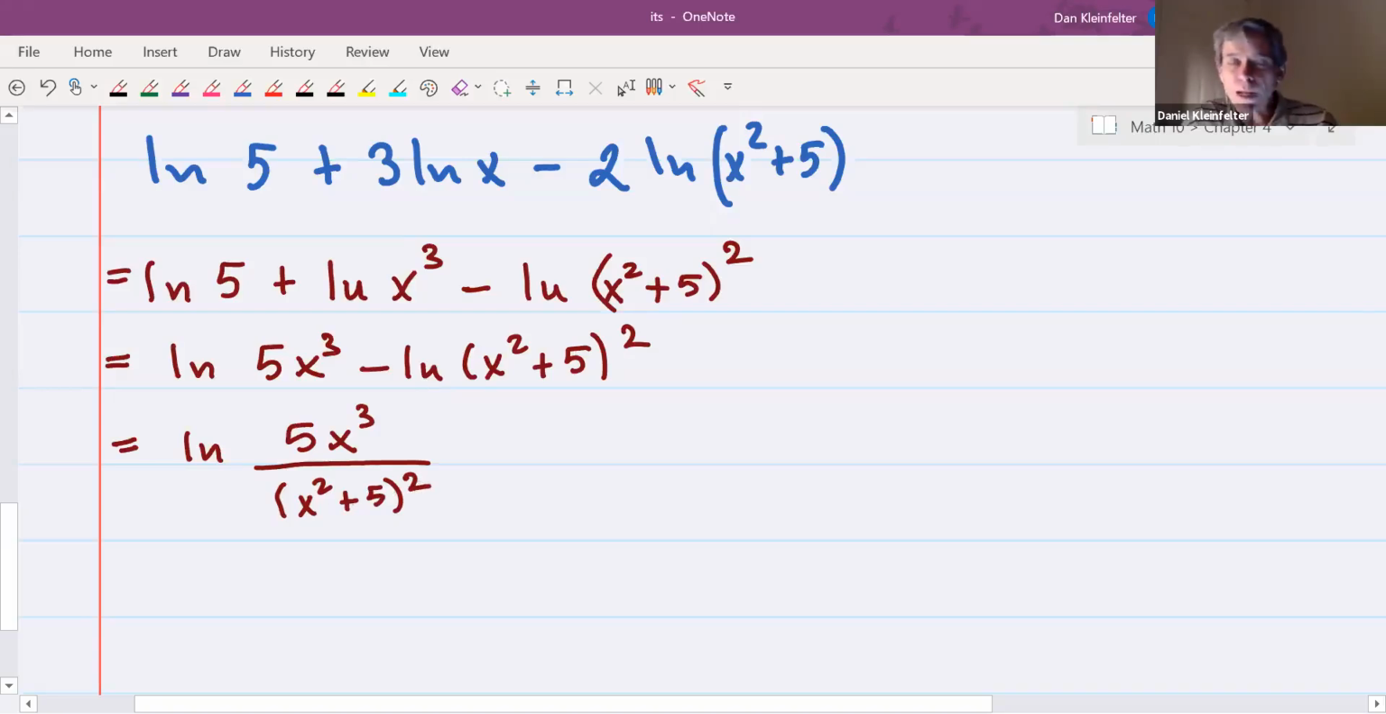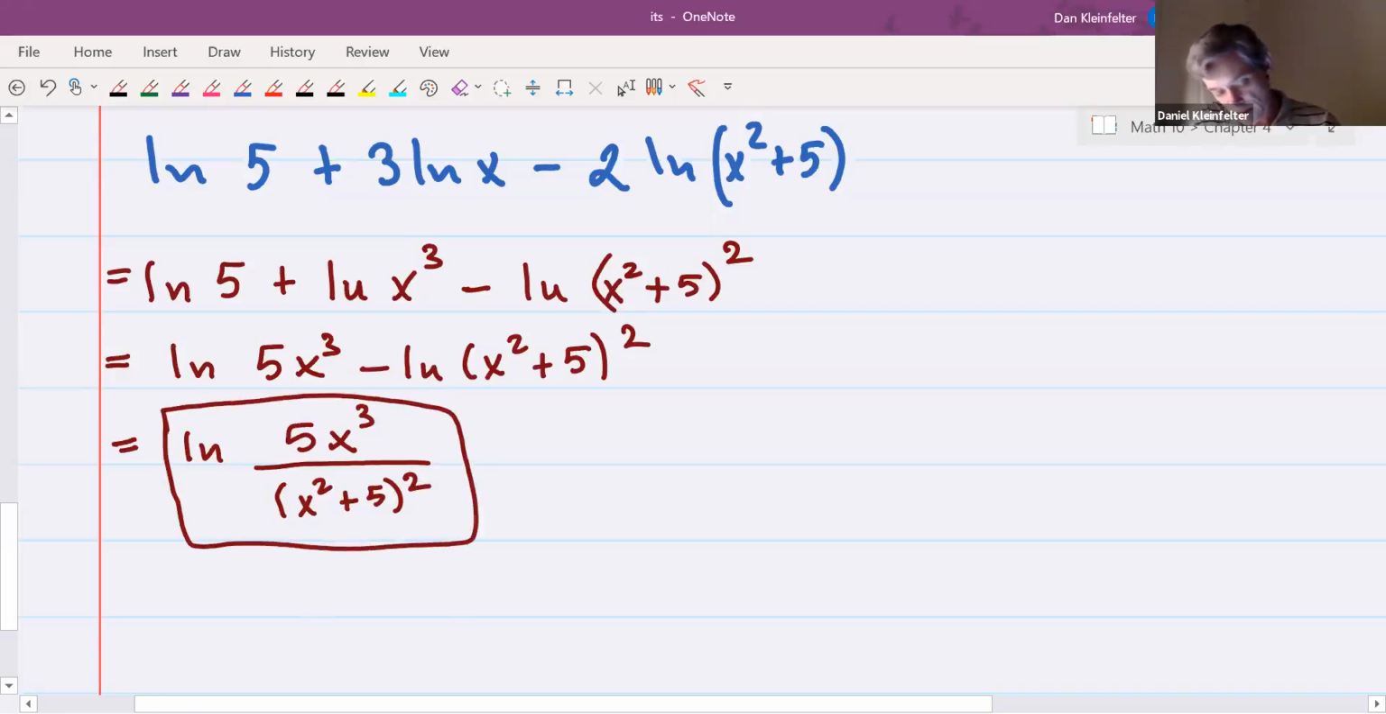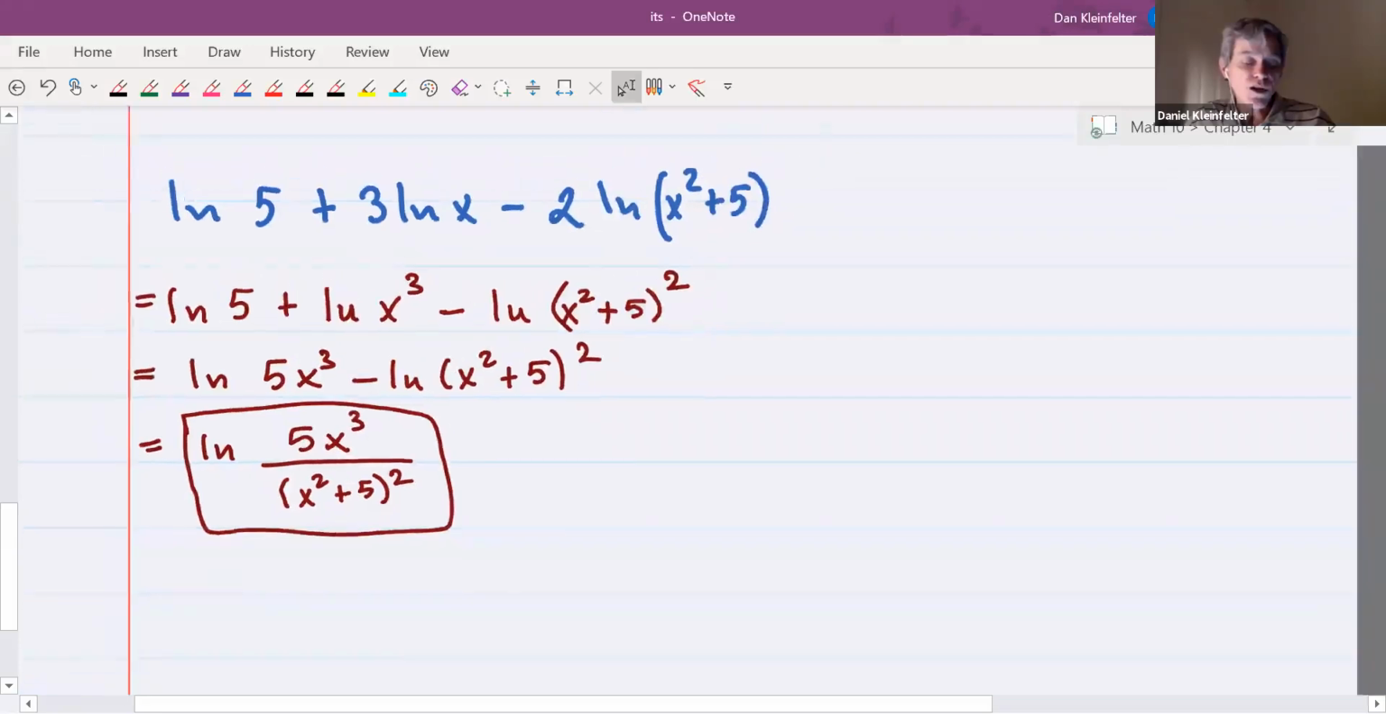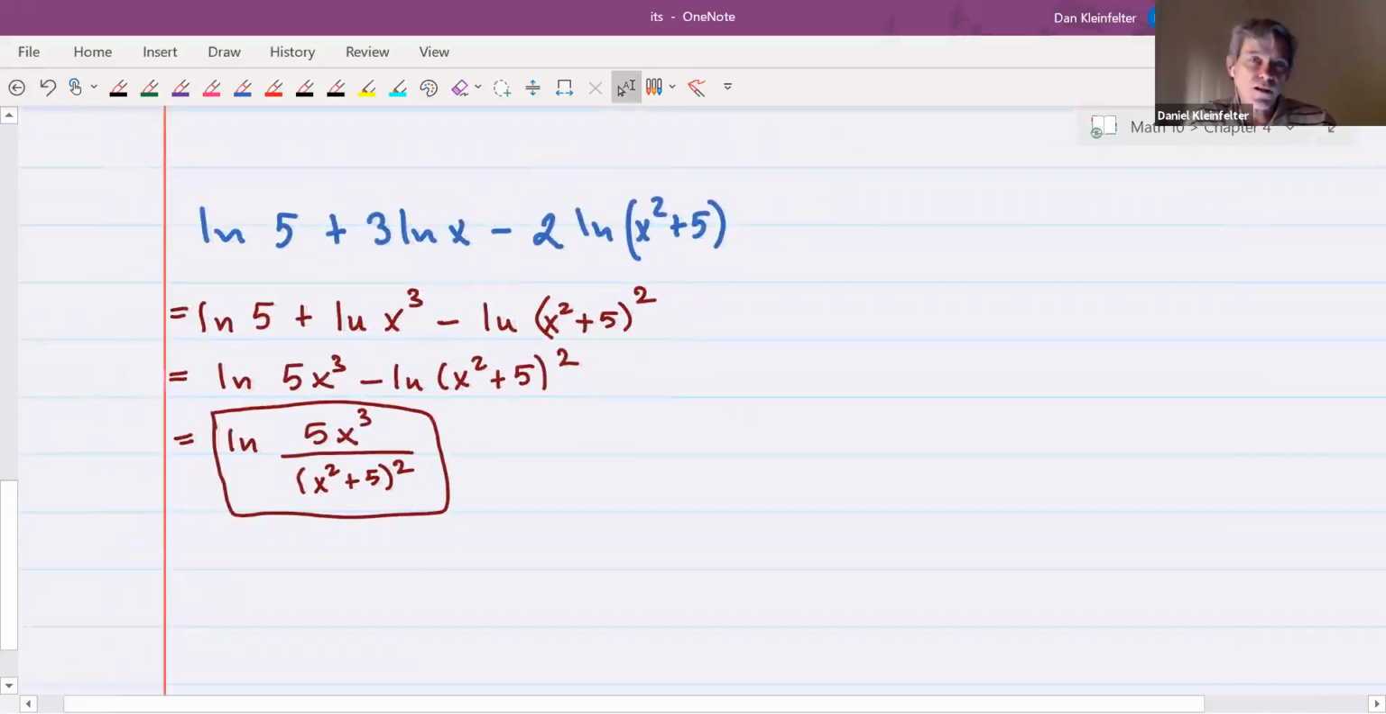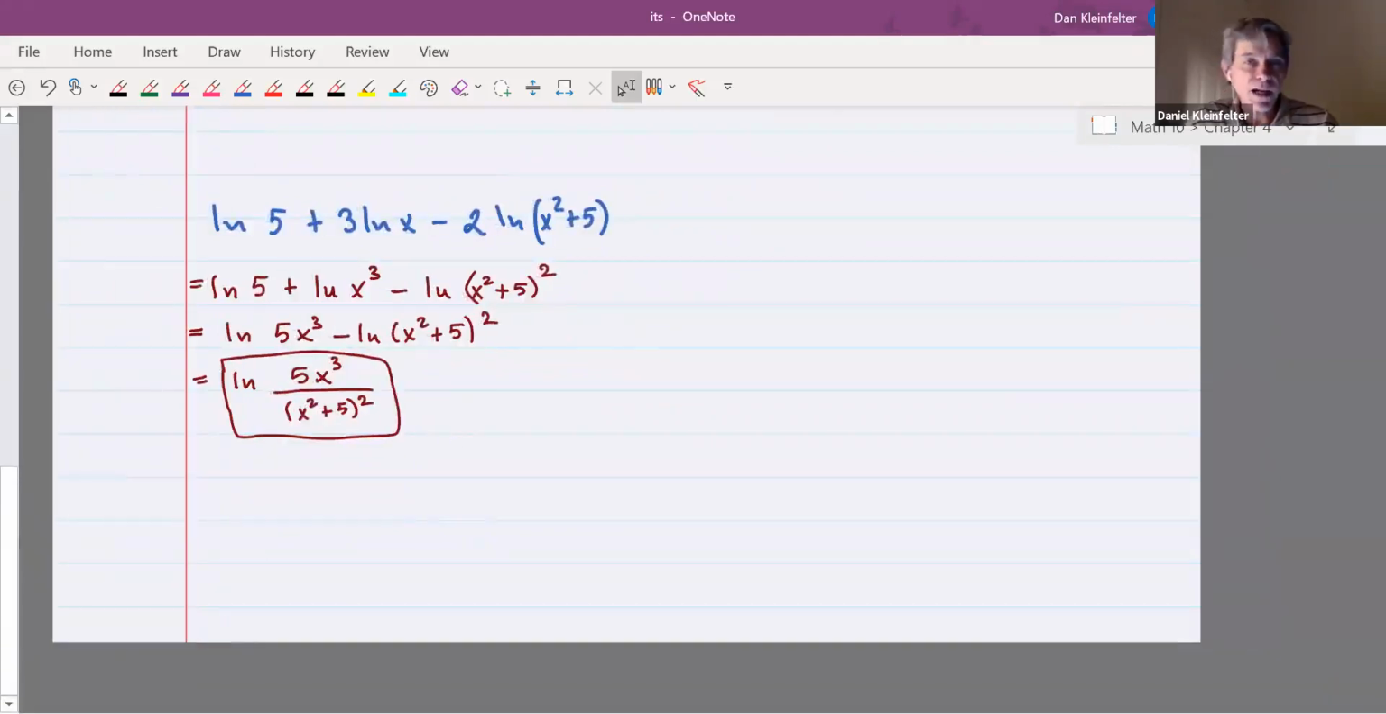You could multiply out this denominator, but there's no real benefit in doing so. So you probably just want to leave it like that. So we started off with a string of individual logarithms, and we applied our log properties to combine all those.